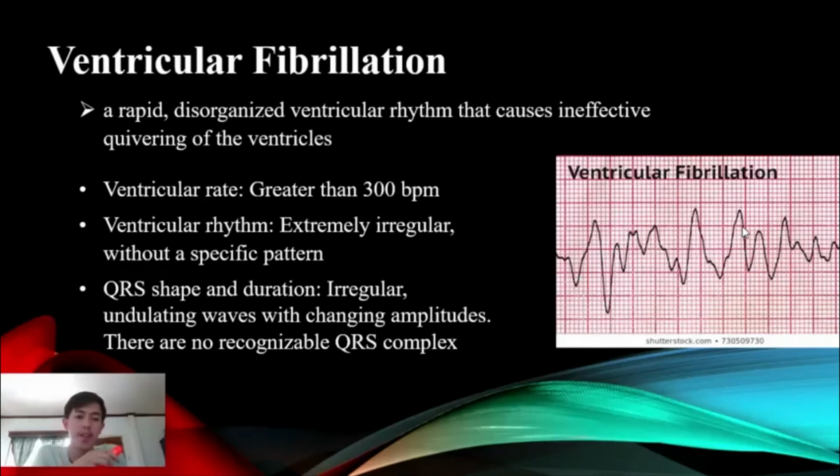The next type of ventricular dysrhythmia is ventricular fibrillation. It is a rapid, disorganized ventricular rhythm that causes ineffective quivering of the ventricles. The ventricular rate for VF would be greater than 300 beats per minute. The ventricular rhythm would be extremely irregular without a specific pattern. QRS shape and duration show irregular undulating waves with changing amplitudes. There is no recognizable QRS complex, as you can see here.